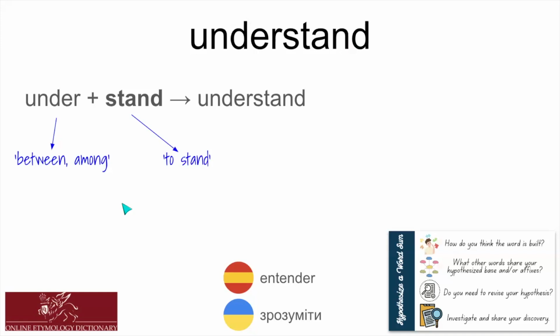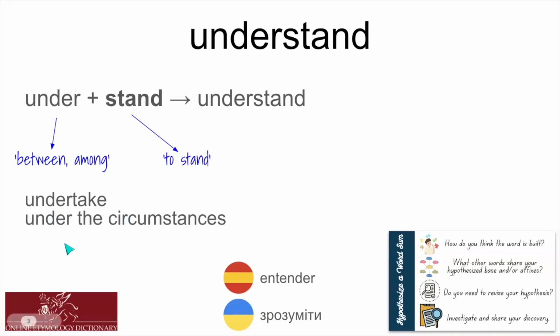I've chosen for this particular word to think about under as a prefix. I could have just as easily thought of it as its own free base, because we see it in the words undertake and under the circumstances. So we still have a couple other examples in modern day English that have hung on to this Old English meaning or sense of the word under. So we're not talking beneath, we're talking between or among.